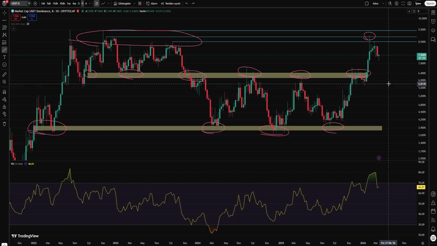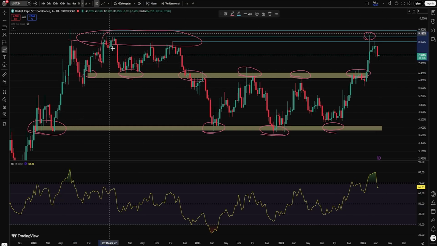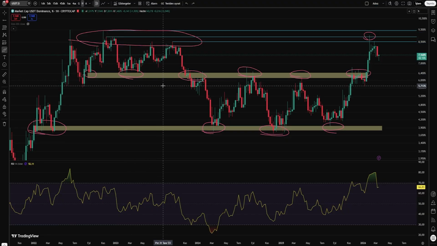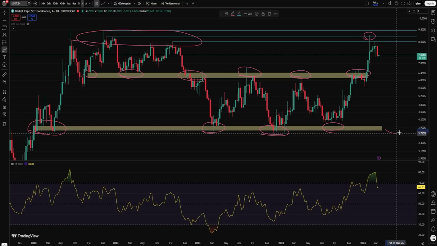This is exactly the pattern we've seen before. Dominance spikes into the upper zone, gets rejected, rolls back down, crypto recovers. The question is how far down this pullback goes. Does it return to the mid-range support at 6.20% to 6.60%? Does it eventually go all the way back to the macro floor at 3.90% to 4.20%? Both would be extremely bullish for crypto. A return to 6.20% alone would represent a significant capital rotation back into Bitcoin, Ethereum, and altcoins.